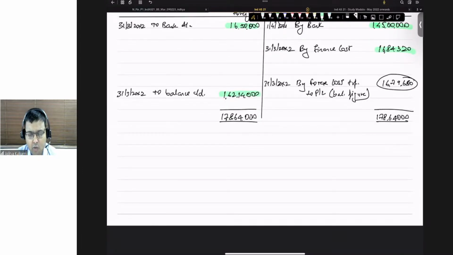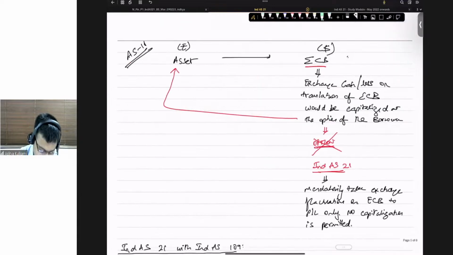Ind AS 21 read with 109 for instruments where amortized cost is being followed as a liability. Okay, this is a liability.